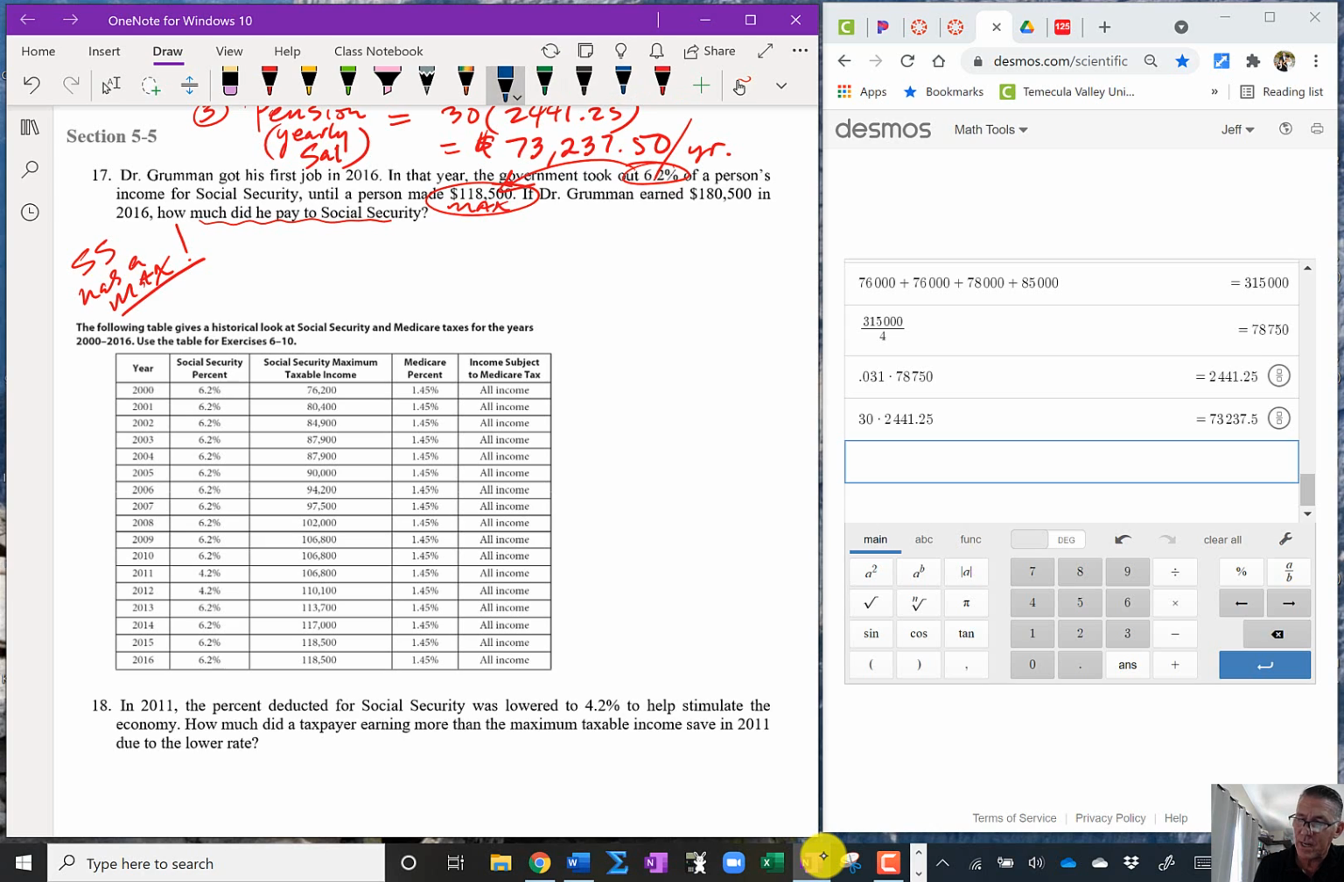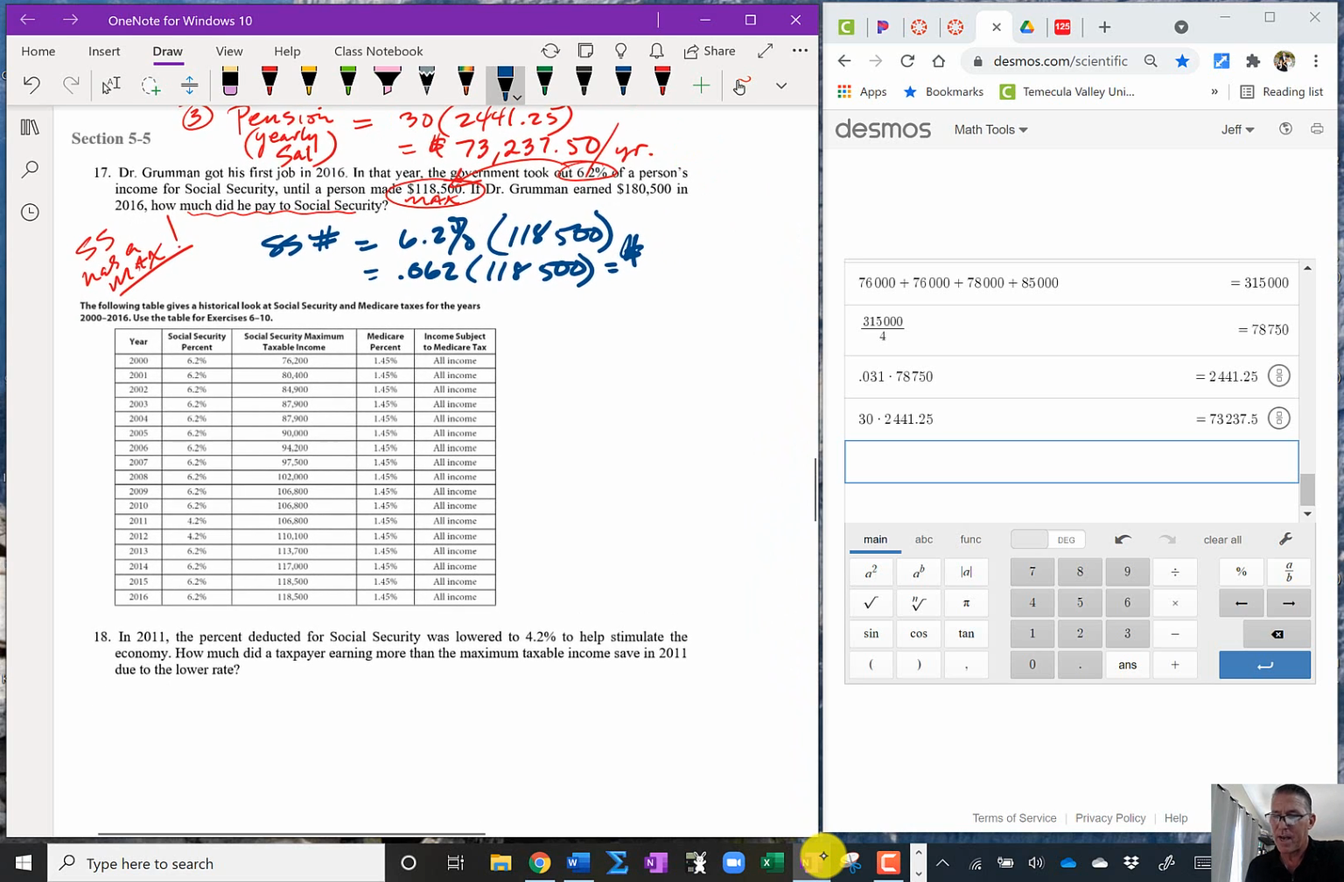So what does he have to pay for that year back in 2016? So let's calculate it. So 0.062 times 118,500. So he has to pay $7,347 during that year, even though he made more money than the max. Okay, because Social Security has a max where Medicare taxes all income. Social Security does not. They have a maximum taxable income in the table that's given up here. And that's what we're going to get used to here.